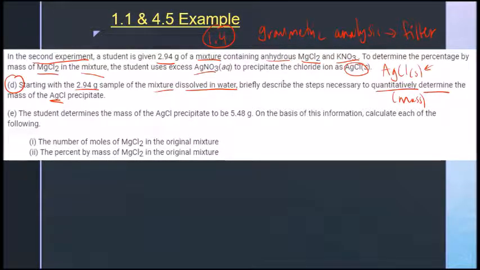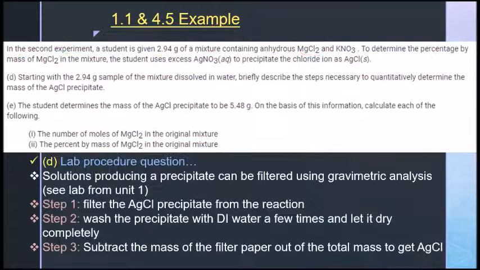Okay, so let's go ahead and recall those procedures. This is the lab procedure question. Solutions producing a precipitate can be filtered out using gravimetric analysis. So let's go over the steps of what you would need to write in order to get the point. First, you would say I'd filter the precipitate from the reaction. This is the detail that they want, so you don't have to go beyond this. Then you're going to wash the precipitate with DI water a few times. Does anybody remember why we do that? Why do we wash it a few times before we let it dry completely? What is the purpose of the washing?